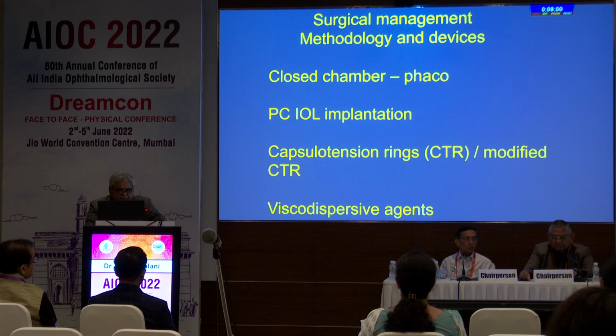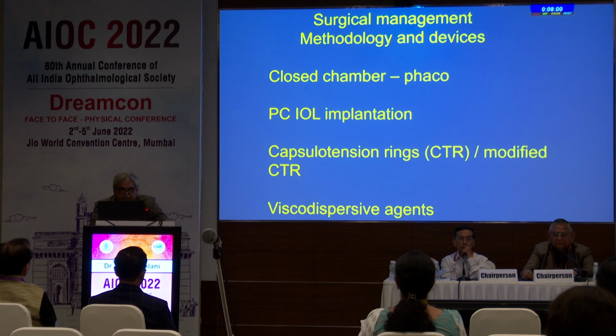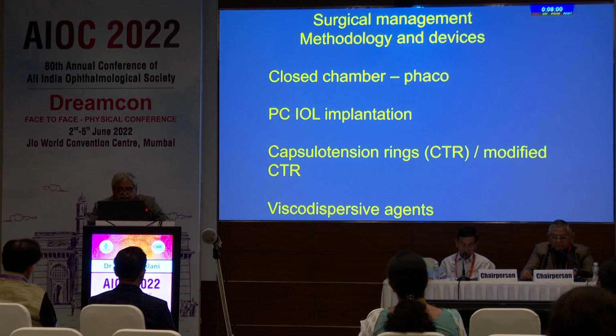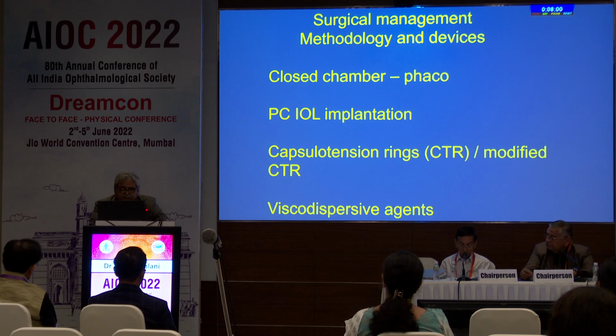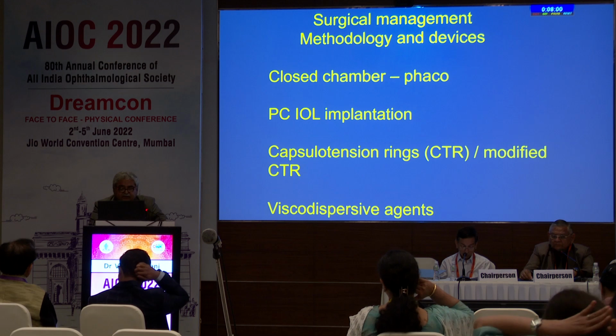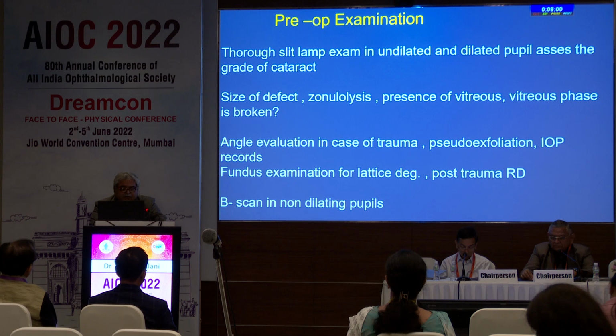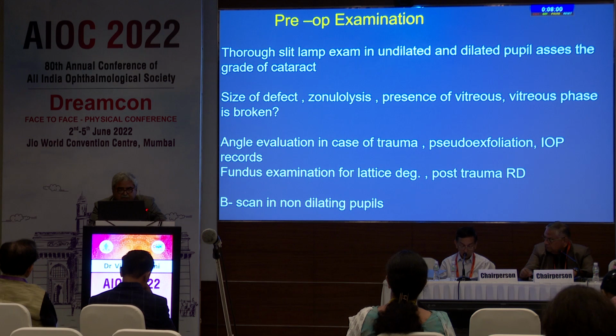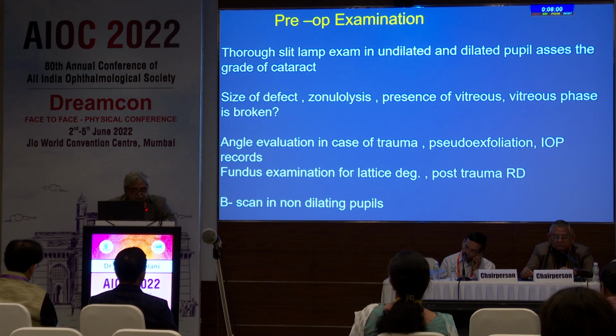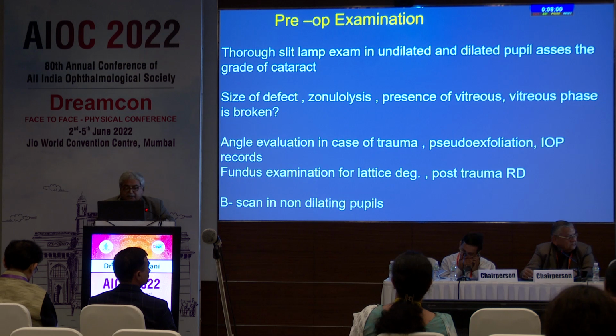We are simply going ahead with closed chamber phaco surgery, PCIOL implantation, and using different gadgets, tools or methods that fix the IOL in the bag or otherwise, so that the patient gets good vision correction. Those could be CTR, modified CTR, and a viscodispersive agent plays a great role in such patients. A thorough preoperative examination is mandatory. You need to assess the level of zonulolysis, the defect, whether the vitreous phase is broken or it's in the anterior chamber, angle evaluation, fundus examination, particularly of the retina, and finally a B scan if the pupil is not dilating and you're not able to see the fundus itself.